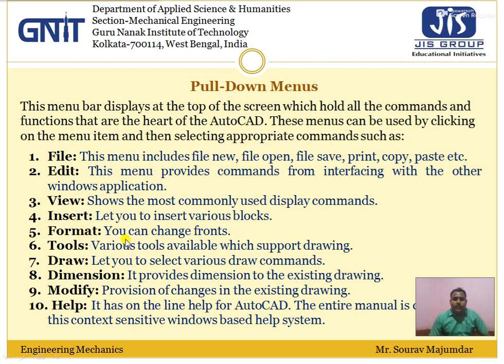Then Format, you can change the font using this command. Now Tools, various tools are available which support the drawing. And Draw, like the draw toolbar. It lets you select the various draw commands. In this Draw menu the commands are generally used for drawing purposes, like line, circle, etc. In the next slide I will discuss all these things again, like how many tools are there in the drawing toolbar. Next, the Dimension tool. The dimension tool provides dimensions to the existing drawing.